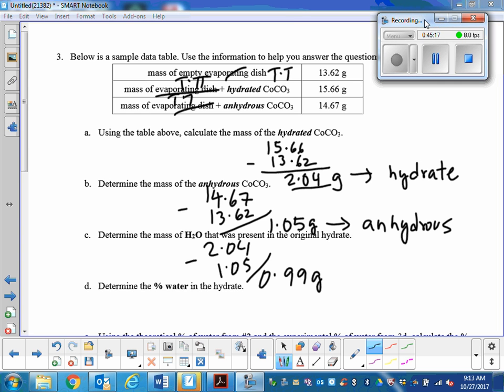Okay. So now, this is all experimental data. Is that correct? So I know hydrate, anhydrous, and water. I have to determine the percent of water in the hydrate using my lab data. How do I determine the percent of water in my hydrate? Not Natalie again, somebody else. How do I determine the percent of water in the hydrate? Yes, Katie.